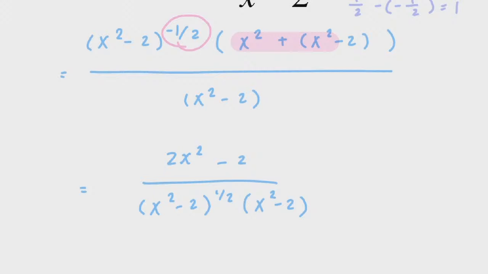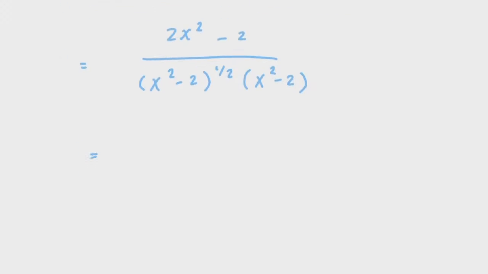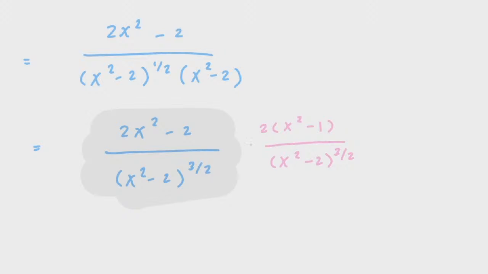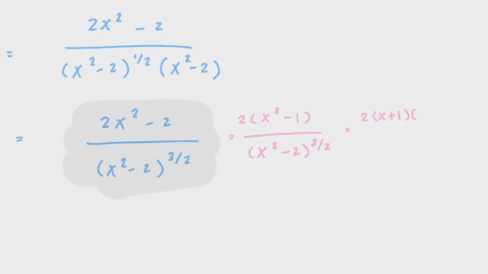They both have the same base, so we can combine that into 2x squared minus 2 over x squared minus 2 to the 3/2. So we're adding the exponents, 1/2 plus 1. And then this will be the final answer. If you wanted to, you could factor out a 2 from the numerator. But even though we can continue factoring, nothing's going to be able to be canceled out. x squared minus 1 is a difference of 2 squares, so this is if you need to factor completely.